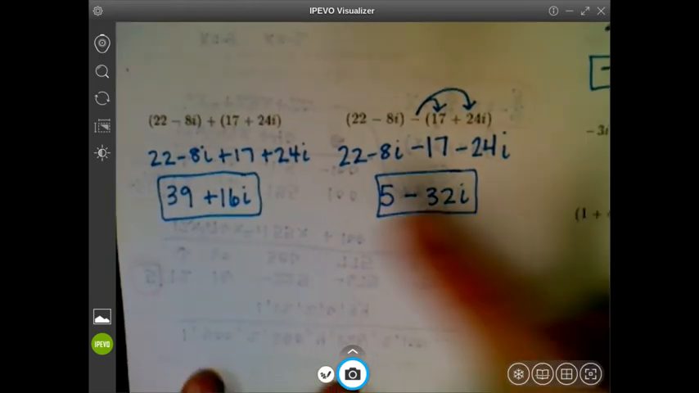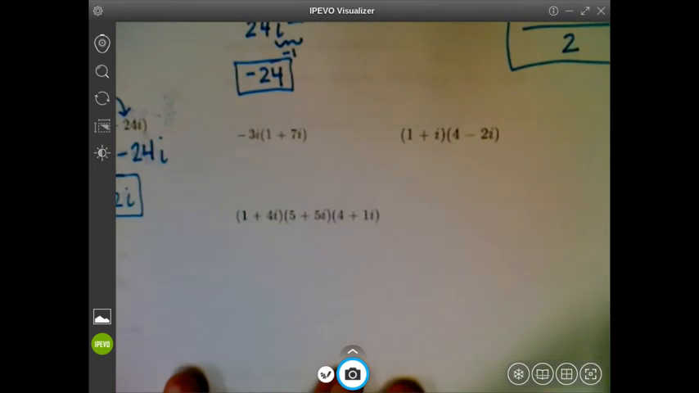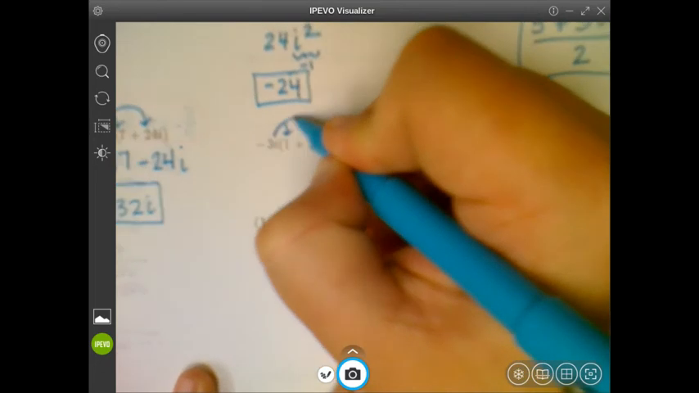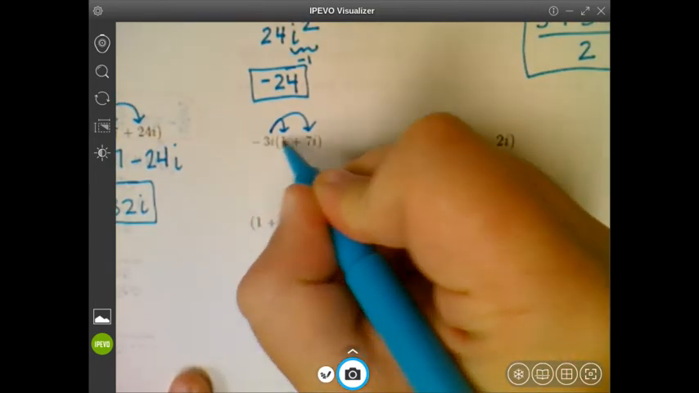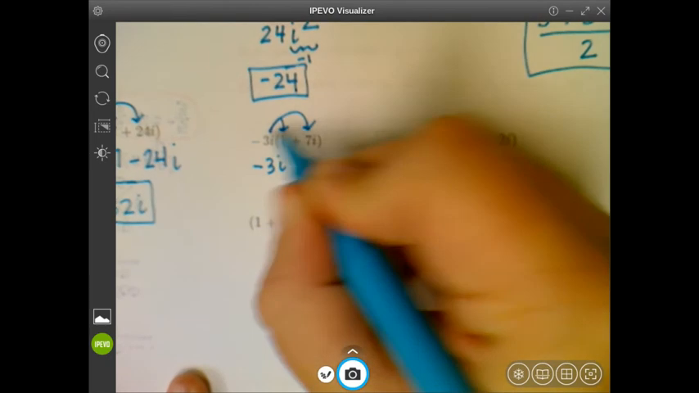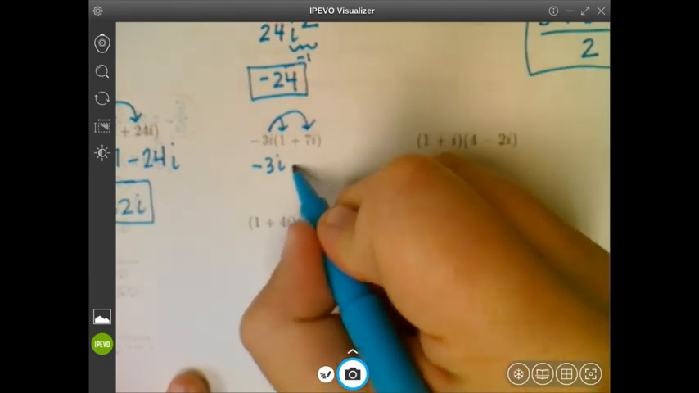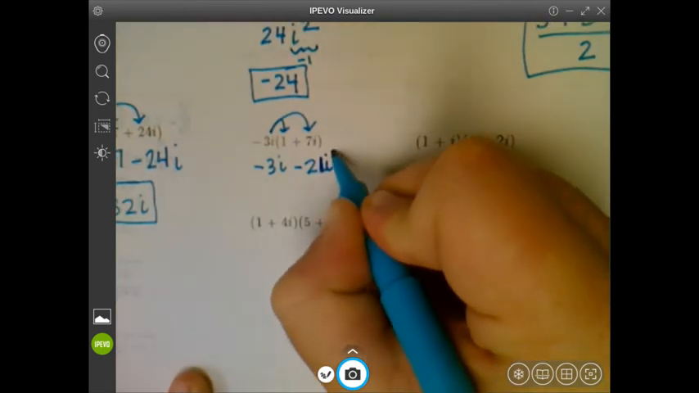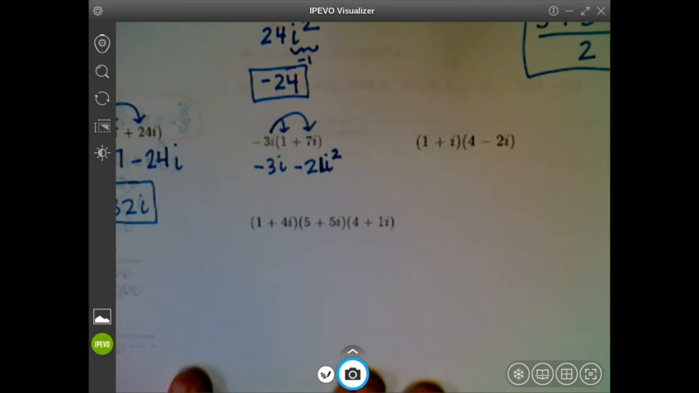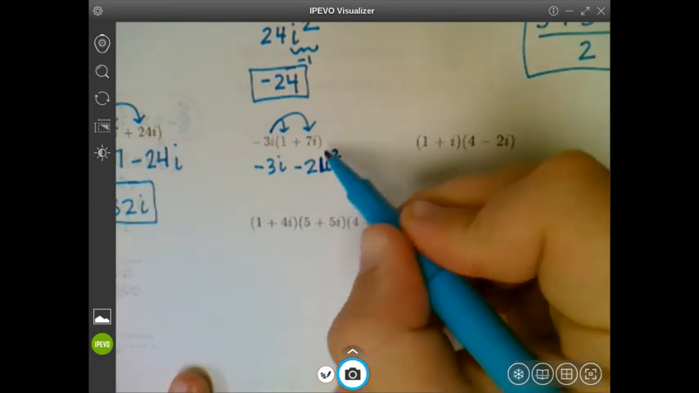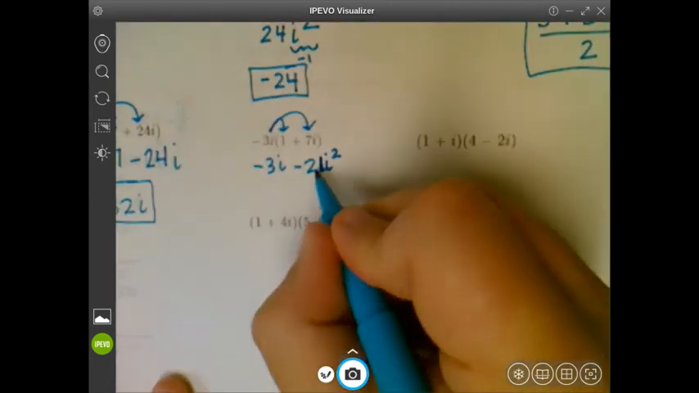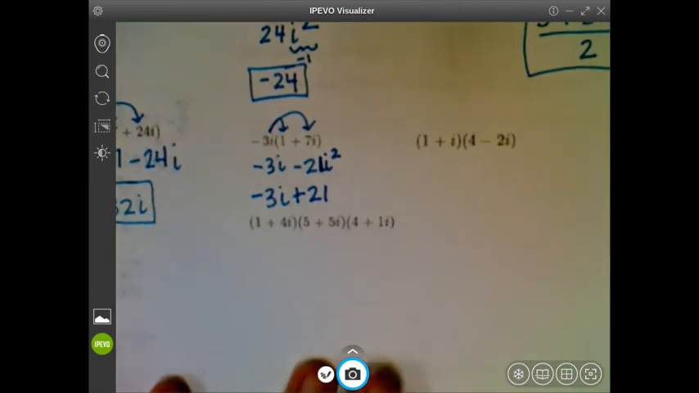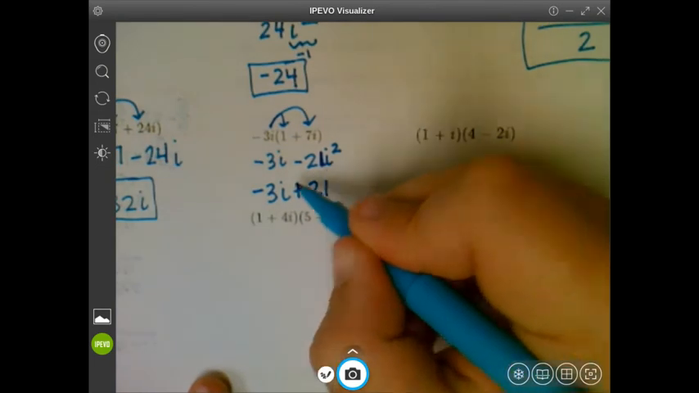All right, so that's it for the adding, subtracting. We're going to do some multiplication here. Remember, if you're multiplying with parentheses, you're just going to distribute, right? Some distributing. So negative 3i times 1 is negative 3i. Negative 3i times 7i, that would be negative 21i squared. And then you do need to make the change that i squared is equal to a negative 1. So it changes that negative 21 to a plus 21. And it also gets rid of the i portion there because it turned into that negative 1.